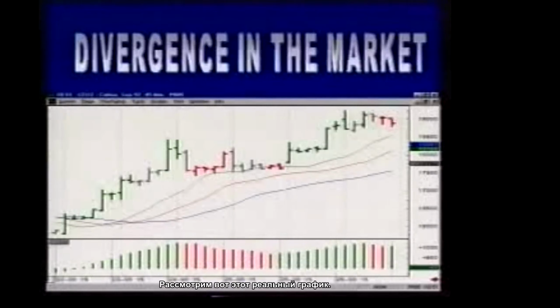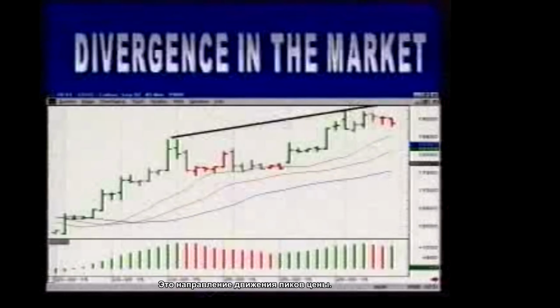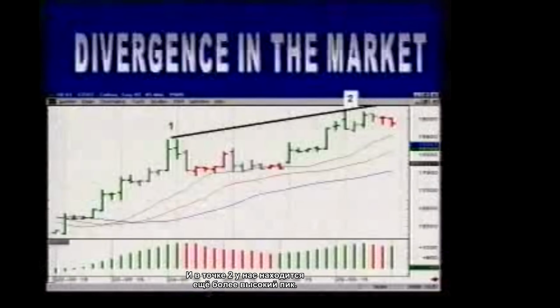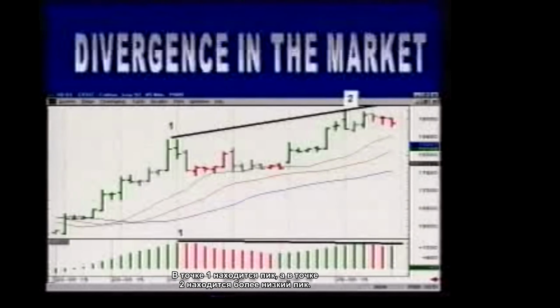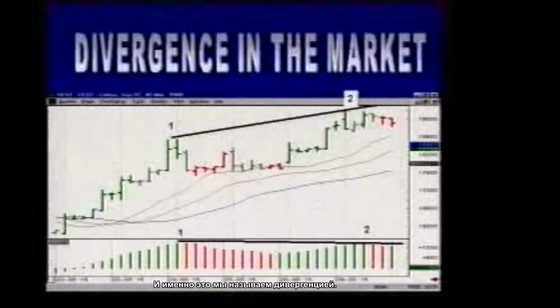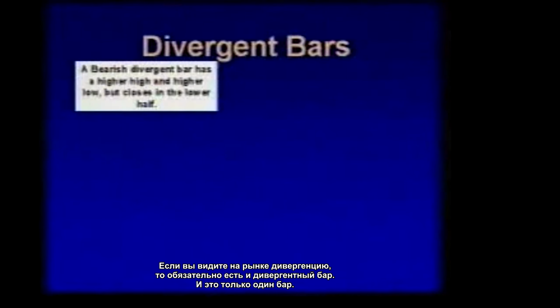So let's look at an actual price chart here. This is the direction of the movement of the highs. We have a point 1 here, which is a high, and at point 2 we have a higher high. And now let's look down at the 534 awesome oscillator. At point 1 we have a high, but at point 2 we have a lower high, and that's what we refer to as divergence. So the difference between those 2 angles is divergence. Now let's break this down very, very small, and let's look at 1 bar. So if we have divergence in the market, and then we have what we call a divergent bar.